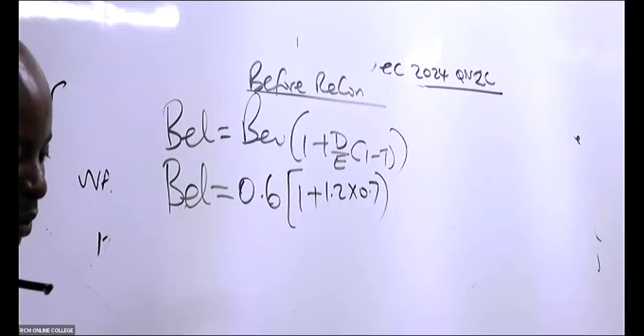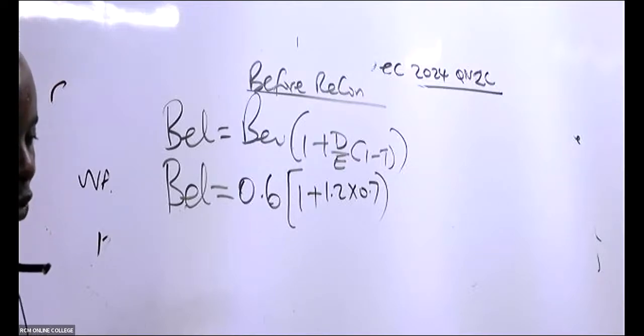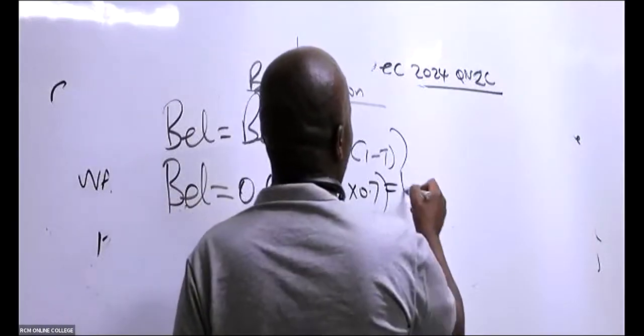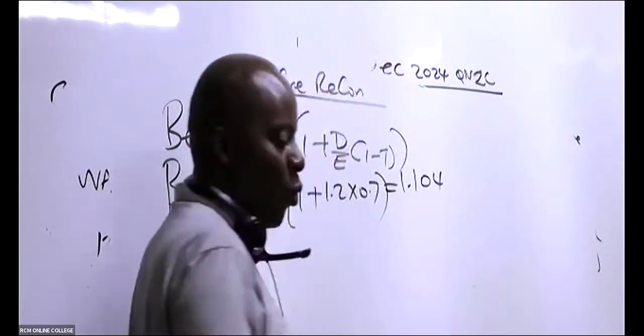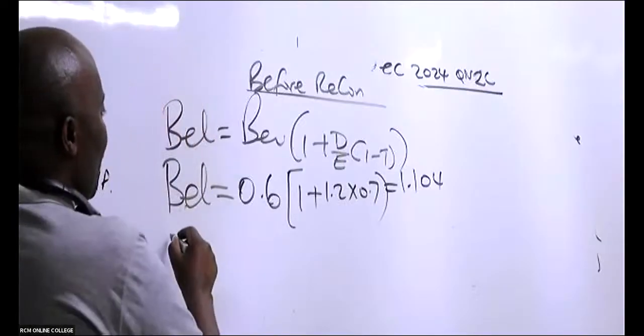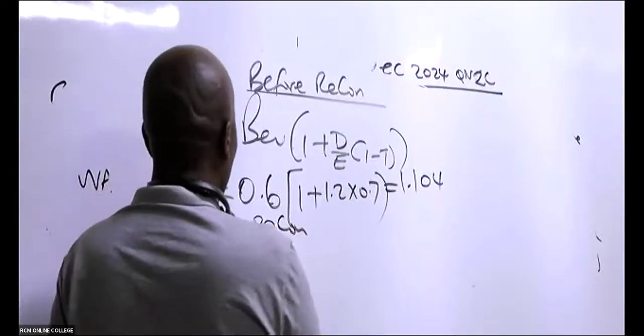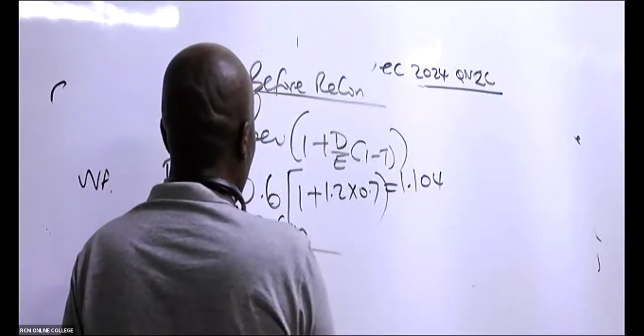Before reconstruction, how much is our Bell? And we're supposed to be taking a break for our Muslim brothers and sisters. So we have here 1.104. And then you go ahead and give us, in this case here, after reconstruction. After reconstruction, what is our Bell?